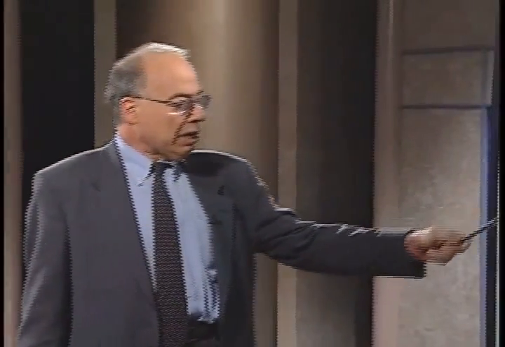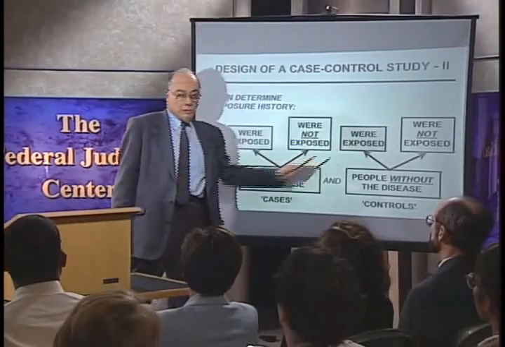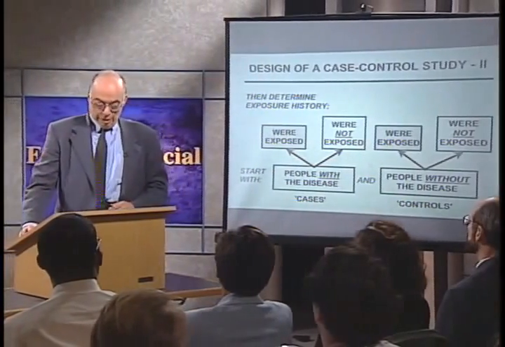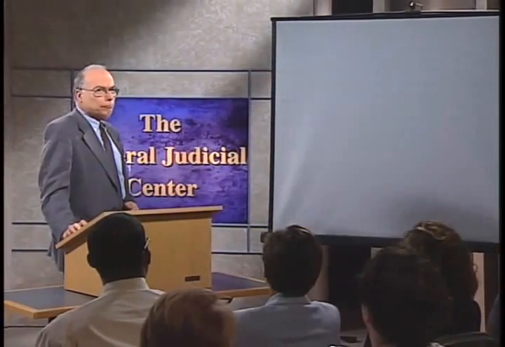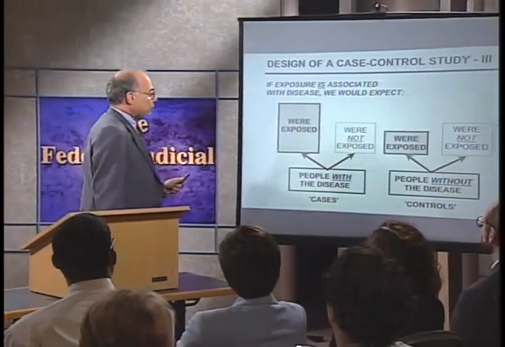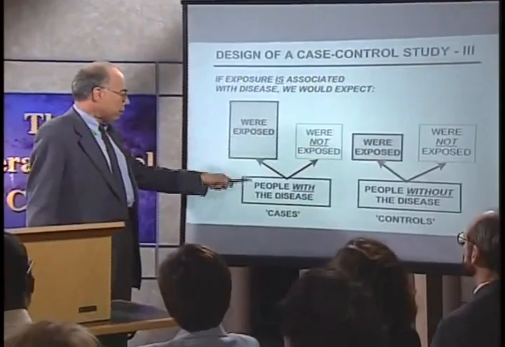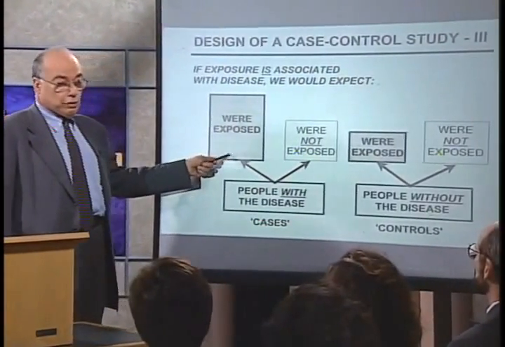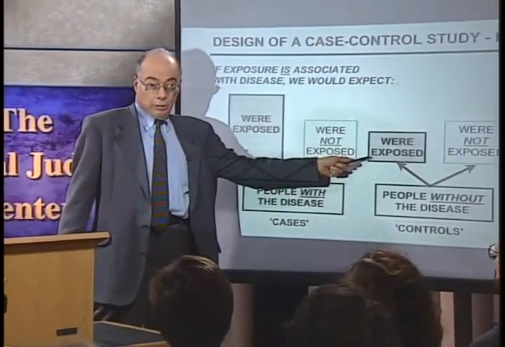We then determine the history of exposure. What proportion of people with the disease were exposed in the past, and what proportion of people without the disease were exposed in the past? If exposure is indeed associated with disease, we would expect a greater proportion of the cases to have had a history of exposure than of the controls.